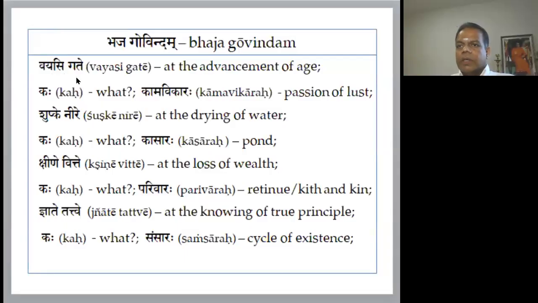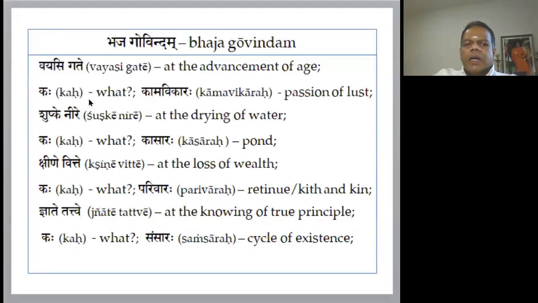Gate means, we have already looked at the word gata. Gata means at the time of its departure, when something leaves. So gataha is the simple noun. Gate is the seventh noun form or the seventh vibhakti. When they are put together, vayasi gate means at the advancement of age. That's a word I have used. You can say at the going of the age also, or at the movement of age. So that means when the age advances. In simple terms, in English, when the age advances.